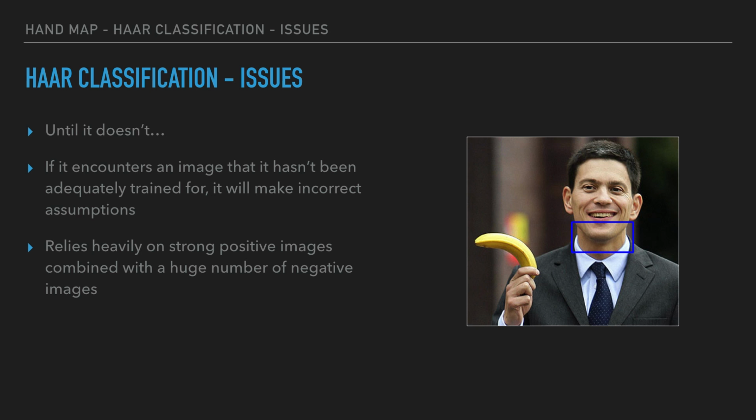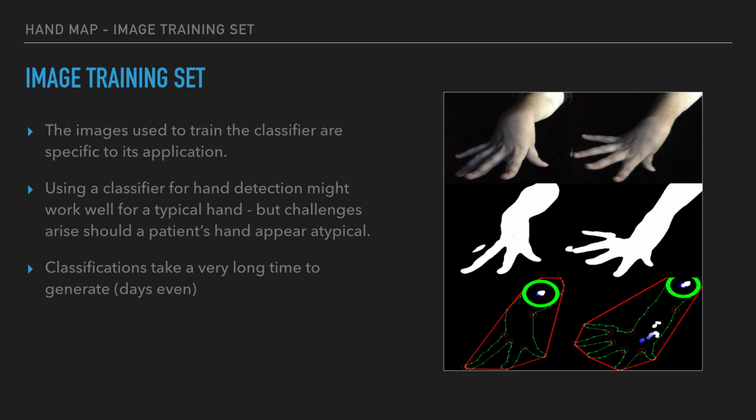It does rely very heavily on strong positive images, and a lot of thought needs to be taken when deciding what you should include. This is the image training set. The images used to train the classifier are very, very specific to the application. Using a classifier for hand detection might work very well when you're looking at a typical hand. However, one of the challenges I've faced so far is that when I'm using pictures of my partner's hand, who has mild CP, it wasn't able to detect the center of the hand because her hand doesn't look exactly the same as the ones I used for the classification.